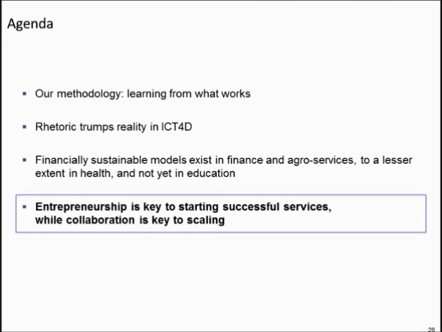So, to repeat again maybe, financially sustainable models exist in finance and agro-services, to a lesser extent in health, and not yet in education. So what makes, let's say, finance and agro-services such a success? Well, entrepreneurship is key, we will find, and collaboration is key to scaling.